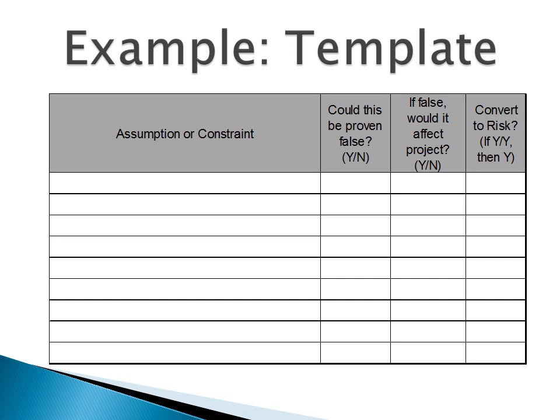If the previous two columns are both answered yes, then the assumption or constraint should be converted to a risk and acted upon appropriately. If one of the previous two columns is a no, then the assumption or constraint should be documented and reviewed when needed.